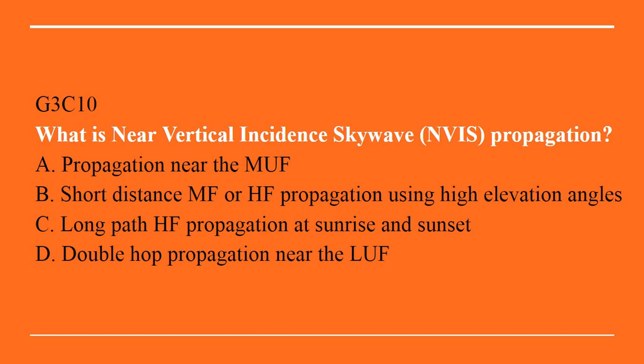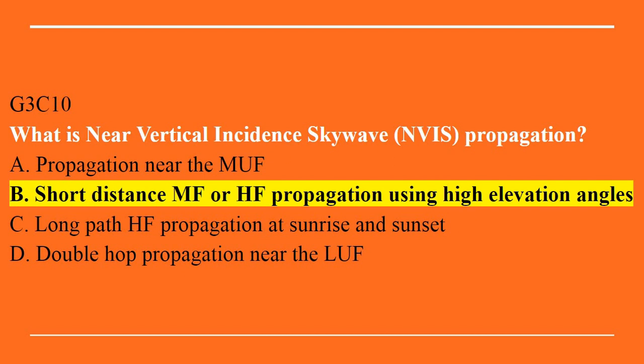G3C10, what is near vertical incident skywave propagation? A. Propagation near the maximum usable frequency. B. Short distance MF or HF propagation using high elevation angles. C. Long path HF propagation at sunrise and sunset. Or D. Double hop propagation near the lowest usable frequency. Correct answer is B. Short distance MF or HF propagation using high elevation angles.